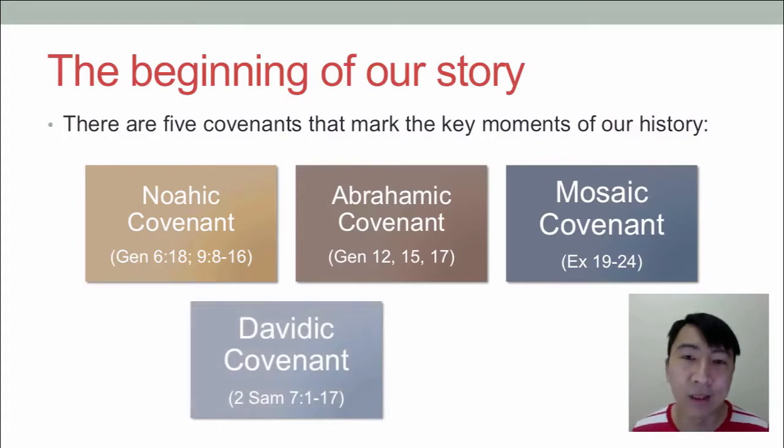And the next covenant, the fourth one, is the Davidic covenant. This is the covenant between David and God, and through this covenant we are introduced to the concept of kingship and kingdoms. And in this covenant we also learn about an eternal kingdom.